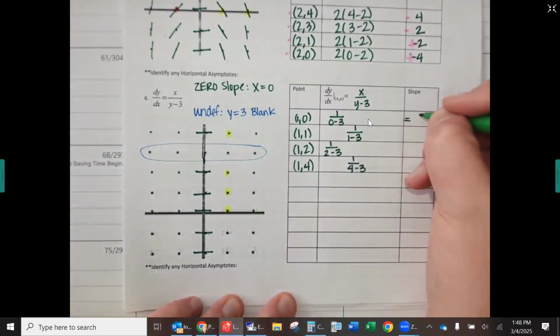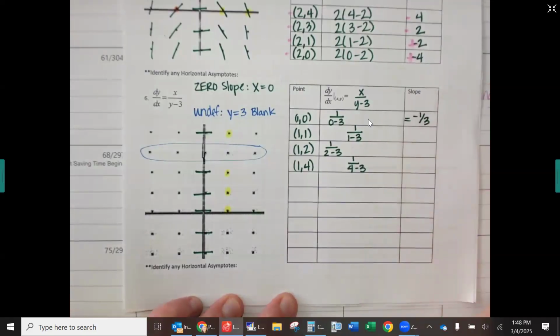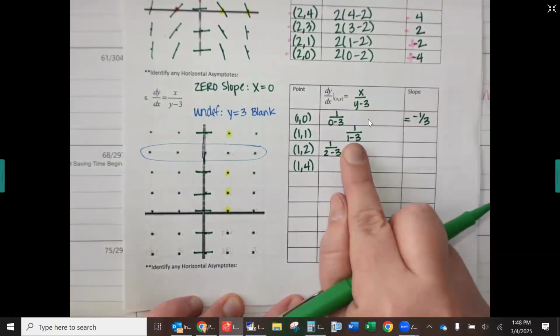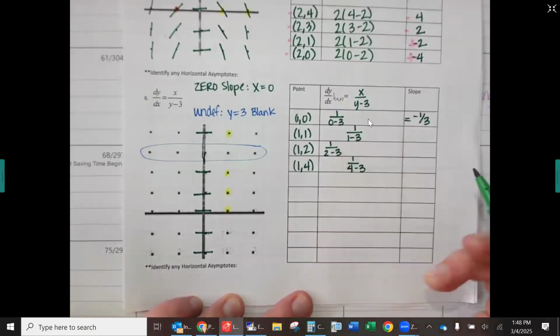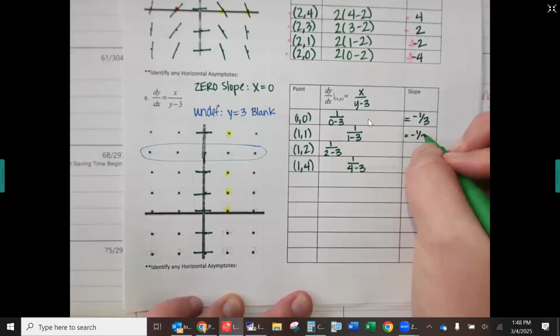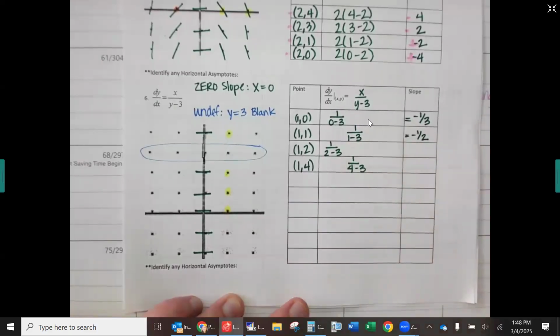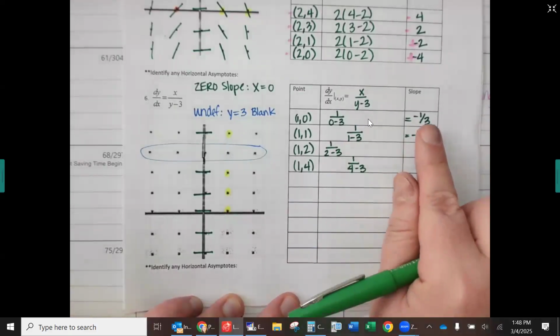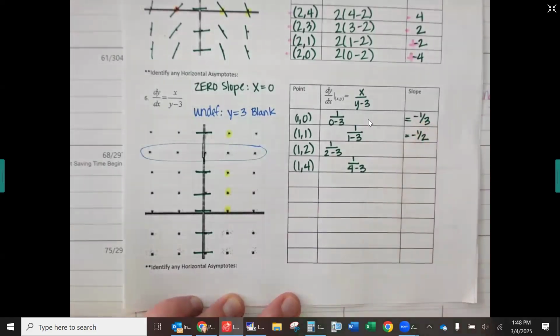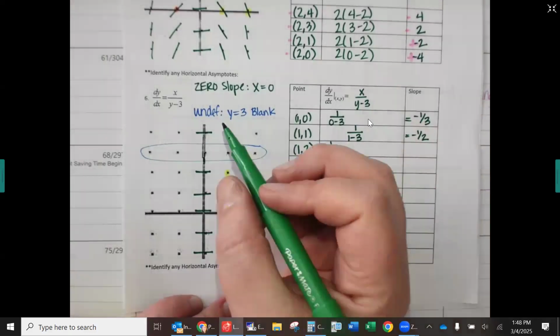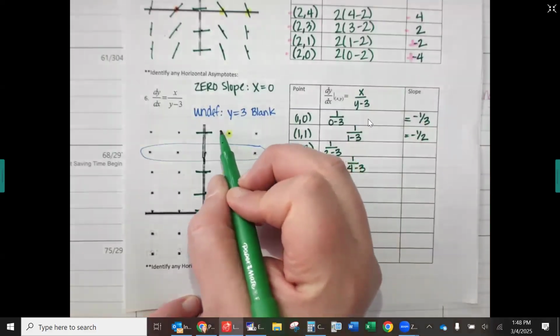-3, so it'd be 1 over -3 or -1/3. Very good. 1 minus 3 here, what's the bottom? -2, so it'd be -1/2. Okay, and then let's go ahead and draw those in. Which one should be steeper, -1/3 or -1/2? -1/2. So -1/3 should be pretty flat downhill.